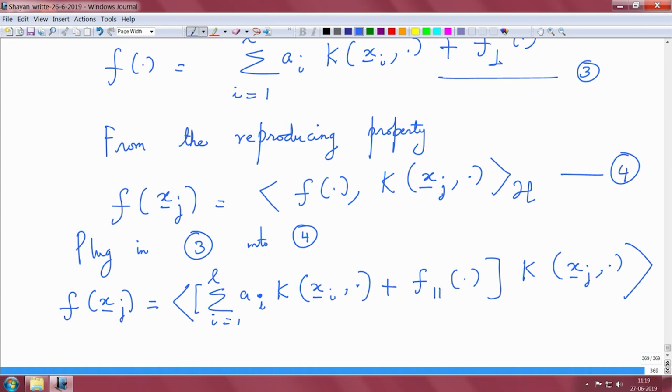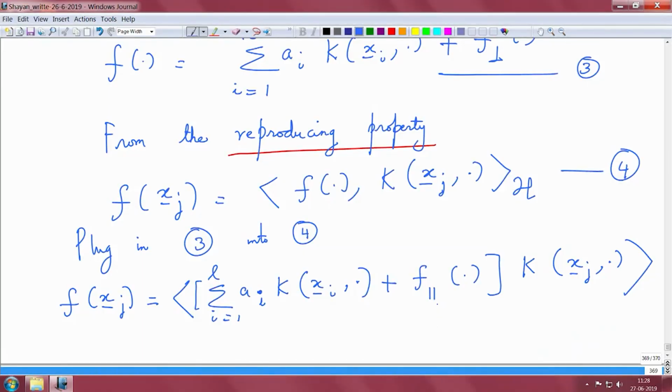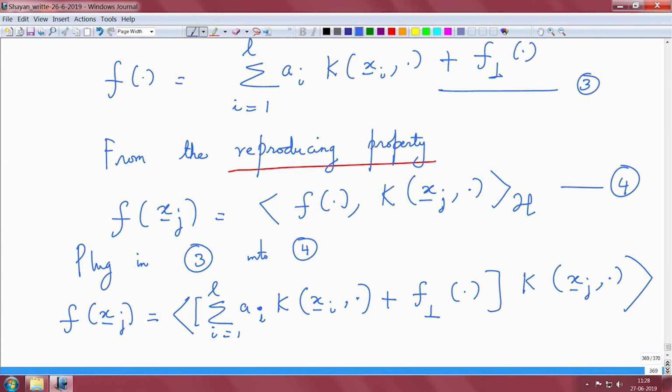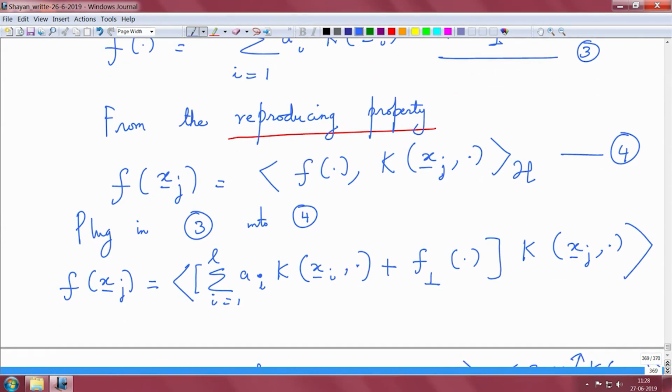Now this distributes. In the slide I had this as f parallel, this has to be f perpendicular, right. Because we have a function that can be represented using the kernel functions, and then a function which is orthogonal to the kernel function, which lies in a space which is orthogonal to the kernel function. So this had to be a perpendicular, consistent with equation 3 that I have here. Okay, so let us simplify from this.